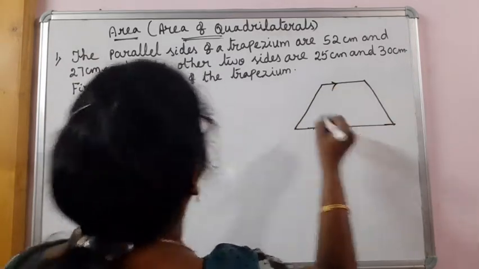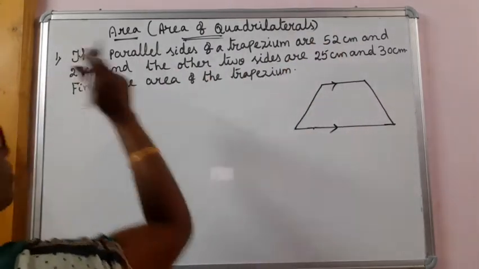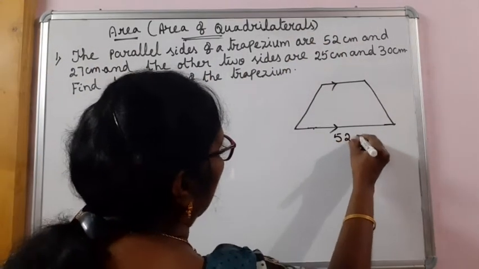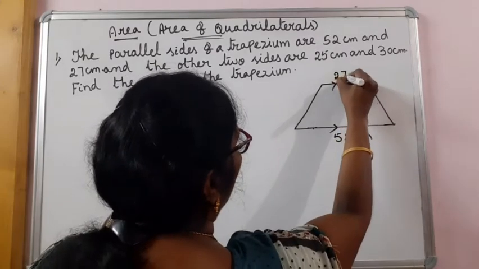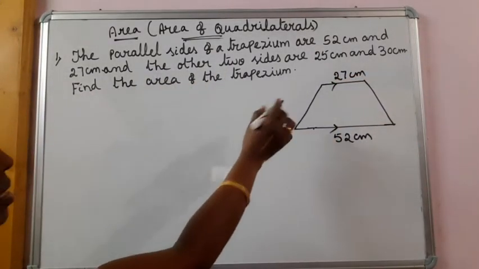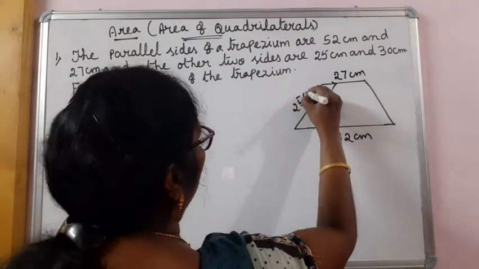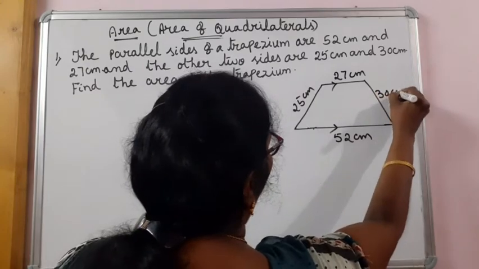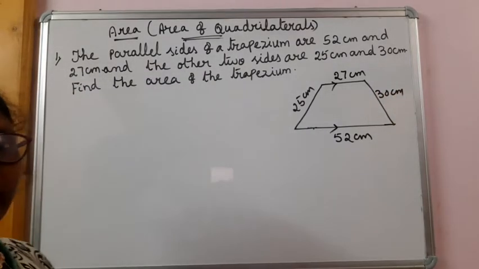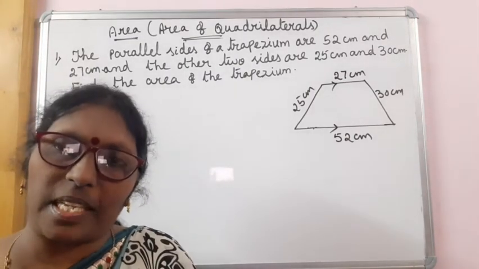These two are parallel. The parallel sides of a trapezium are 52 cm and 27 cm. This is 52 cm, this is 27 cm. The other two sides are 25 cm and 30 cm. Let me take this as 25 cm, 30 cm. If it is so, you have to find the area of the trapezium.